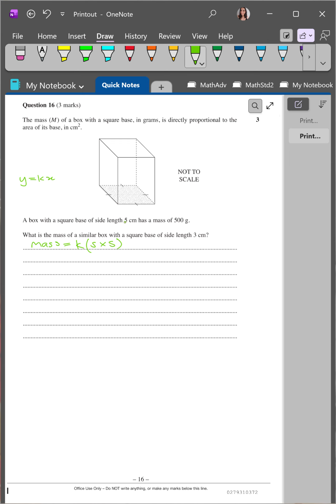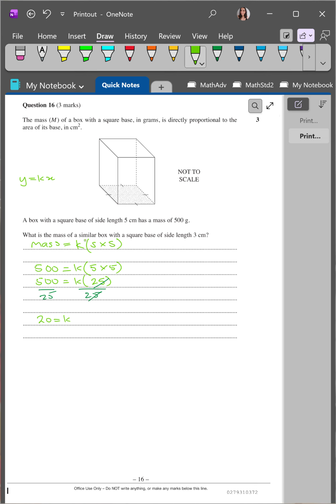So in the example where they've given a box with a side length of 5 centimeters and mass of 500 grams, that means 500 equals k times 5 times 5. And 500 equals k times 25. To get k on its own, we will divide both sides by 25. On this side they will cancel out because 25 over 25 equals 1. And so 500 over 25 equals 20, and that's what k equals.